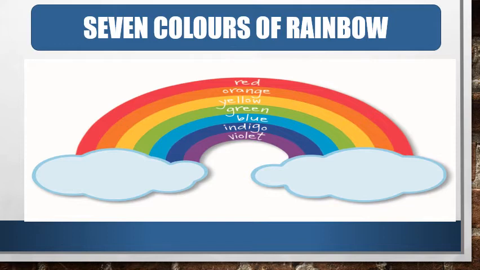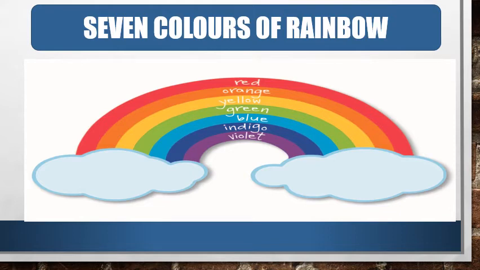Let's repeat one more time. The first color is violet, and the second is indigo, and then blue, and then green, and then yellow, then orange, and then red. Children, can you spot all the colors here? Can you? Very good.